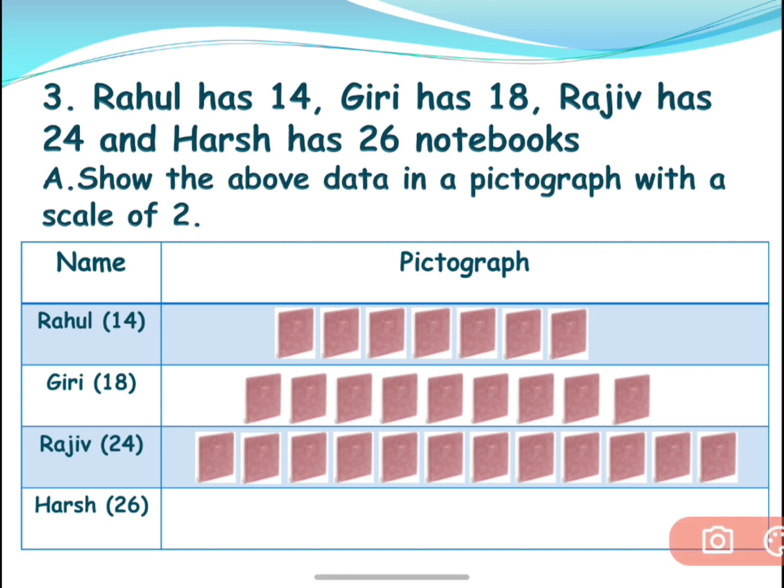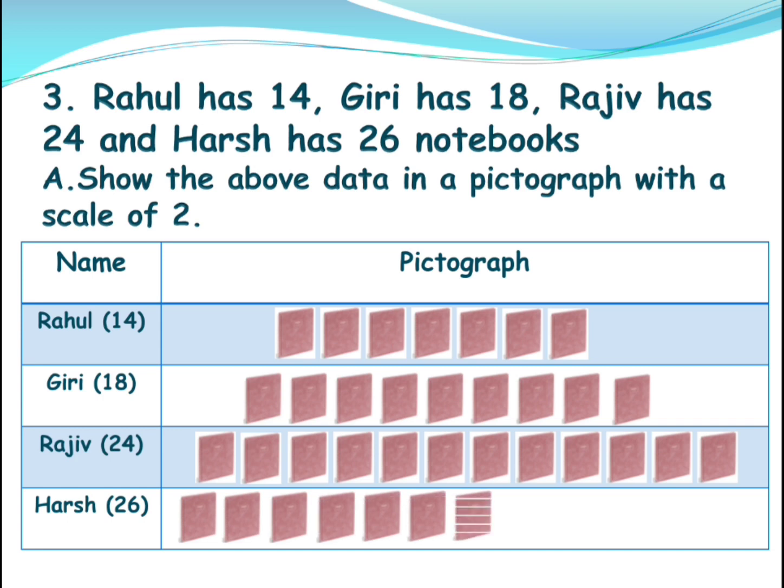Next, Harsh has 26 notebooks. So 26 divided by 2 gives us 13. So you will draw 13 notebooks, which tells us that Harsh has 26 notebooks. A scaled pictograph is nothing but one picture will not be equal to 1. It will be equal to 2 or 3 or 4 or 5, depending upon the question. Here they have given the scale as 2, so according to that we have drawn the pictograph for the notebook information.